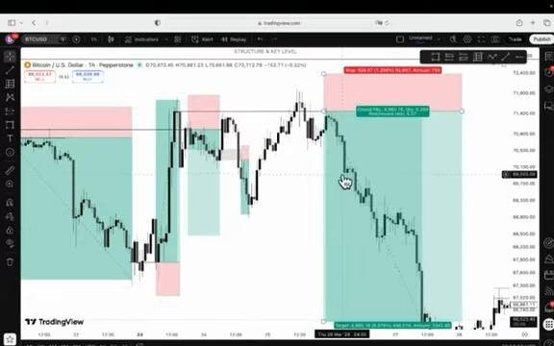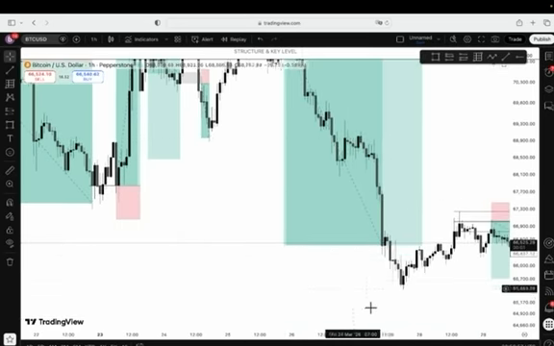Now imagine you were adding positions at each of these. You should have one position here. Even at the unfresh, price kept respecting it. There was no reversal sign here.